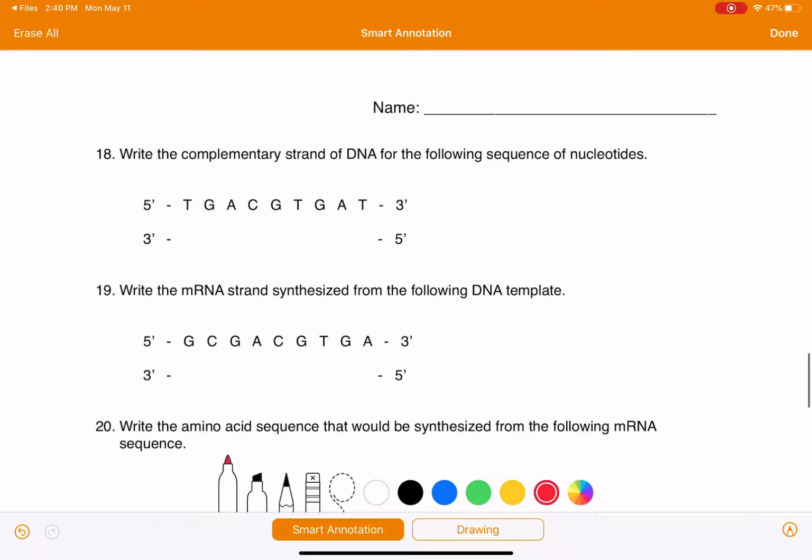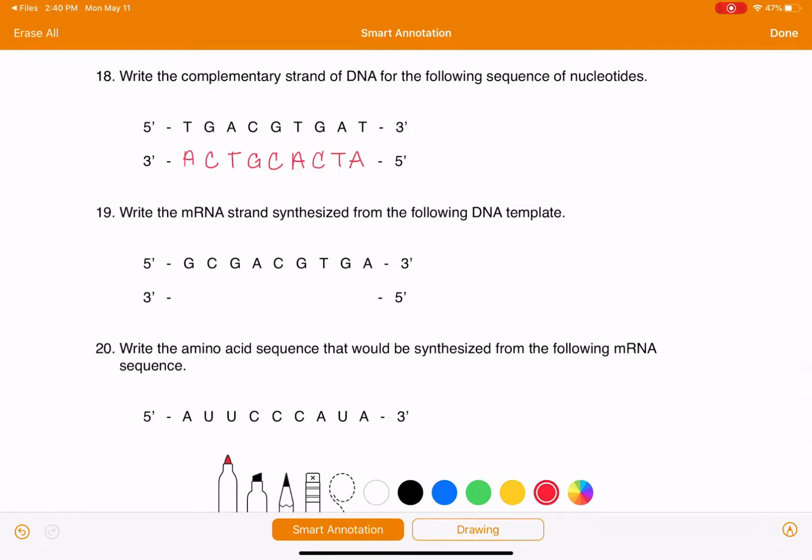Write the complementary strand of DNA. So this is DNA complementing DNA. ACT, GCA, CTA. Write the mRNA strand synthesized from that DNA template. C, G, C, U, G, C, ACU.